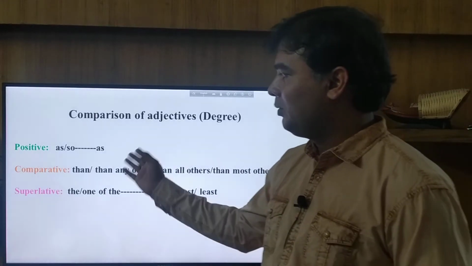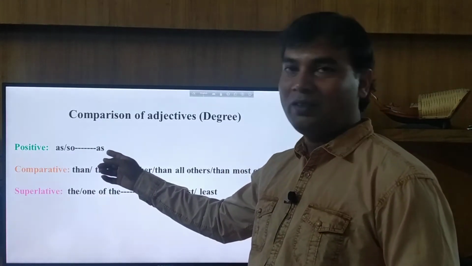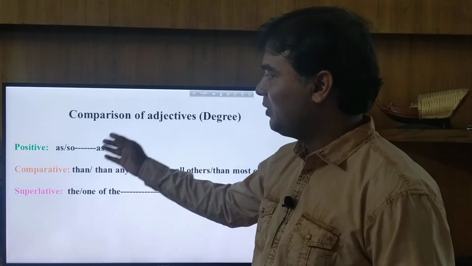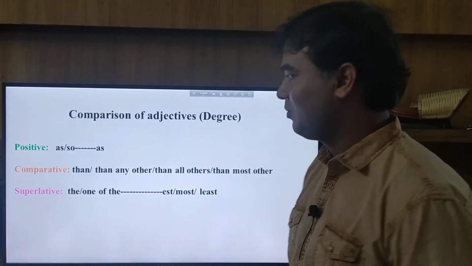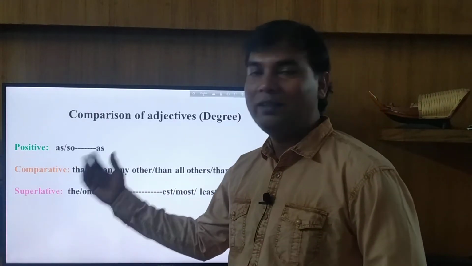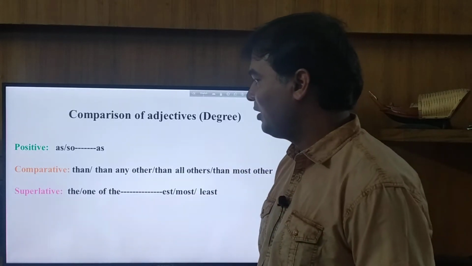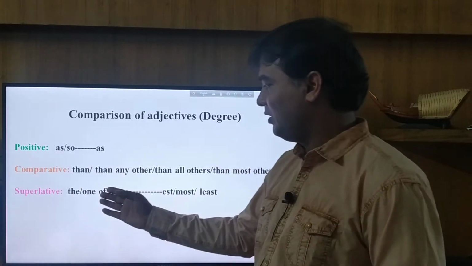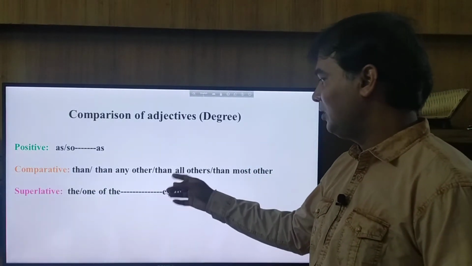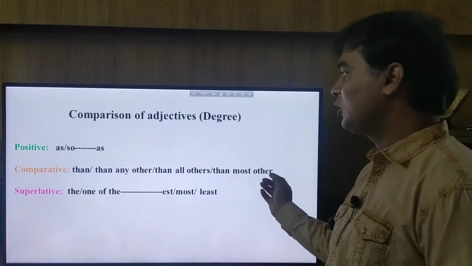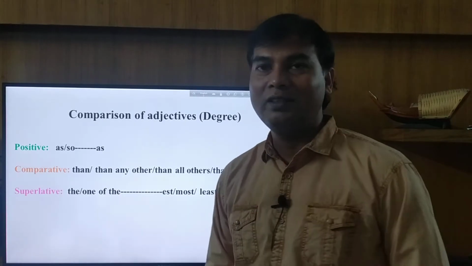If you find in a sentence "as" or "so ... as", then you can be assured that the sentence is in a positive degree. Again, how can we identify whether the sentence is in comparative or positive or superlative degree? If you find in the sentence "than", or "than any other", or "than all other", or "than most other", then you will be assured that the sentence is in comparative degree.